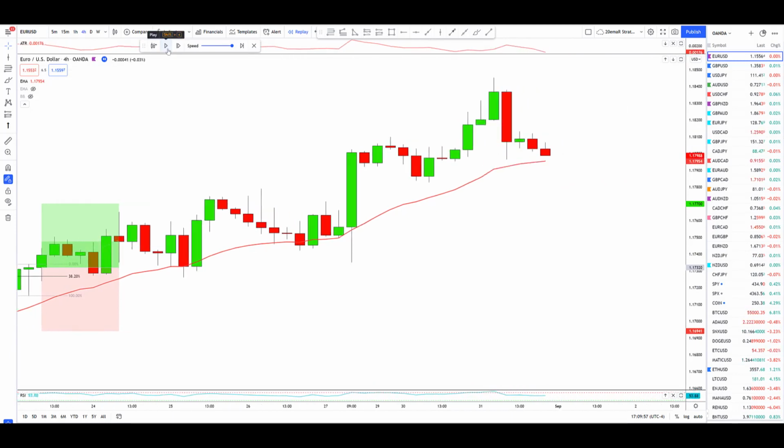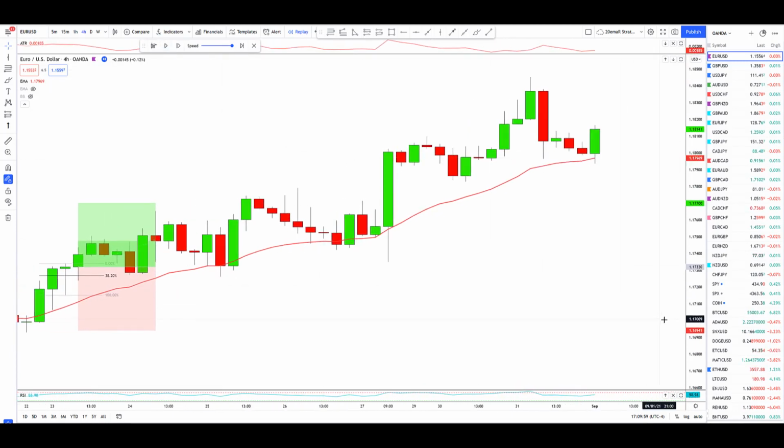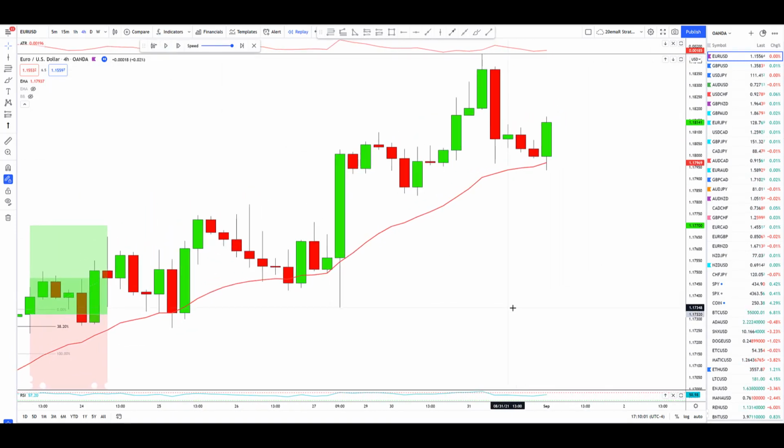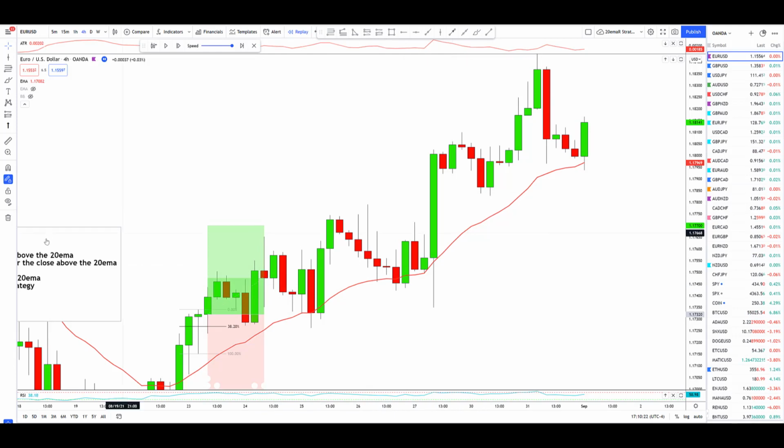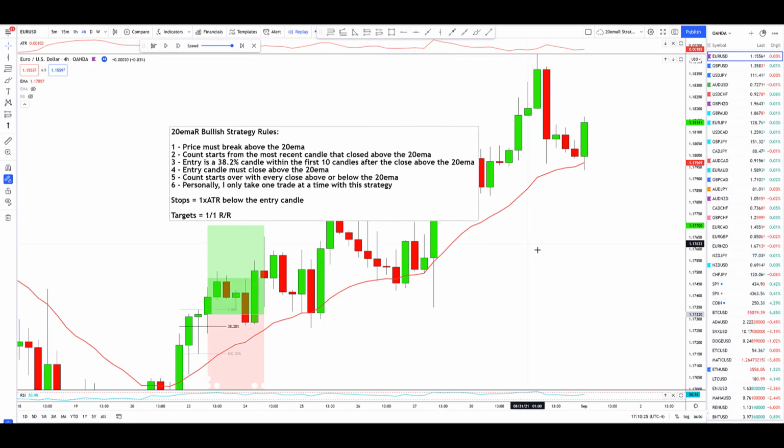So let's go ahead and hit play and see if we have an entry. This would be our 0 candle. We then have 1, 2, 3, 4, 5, 6, 7, 8, 9, and 10. Within these 10 candles, we need to see a 38.2% candle in order to place a trade. Do we have that? No, we do not. So in this case, we don't have a trade. Even though we did get a close below and close back above, we have no trade there.